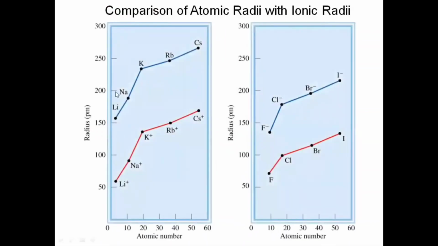You can see the trend or comparison of atomic radii with the ionic radii. Now these are the group 1 elements: lithium, sodium, potassium, rubidium and cesium. When they lose their outermost electrons, they have size smaller than their neutral atoms because they now have fewer electrons and the number of protons in the nucleus is now greater than the total electrons. So due to the greater pull of the nucleus, their size becomes compact.